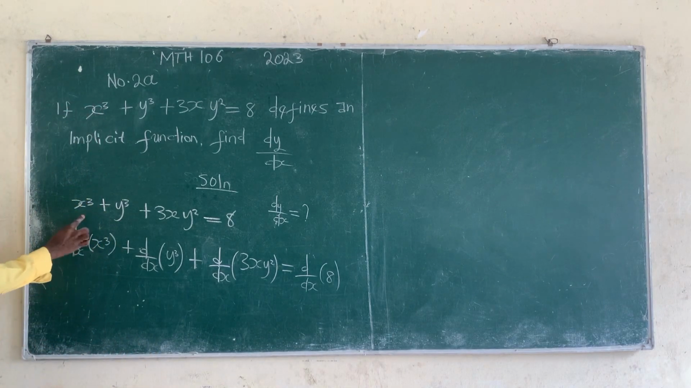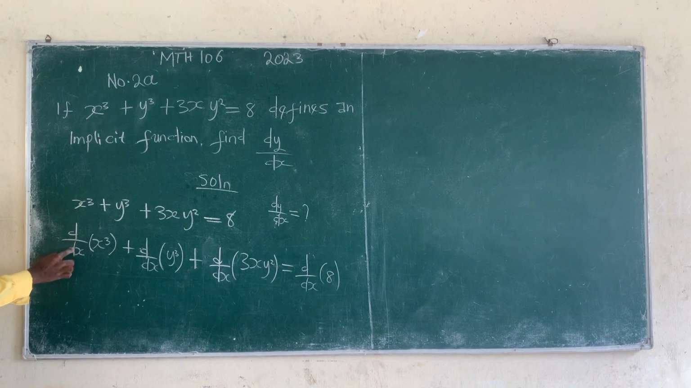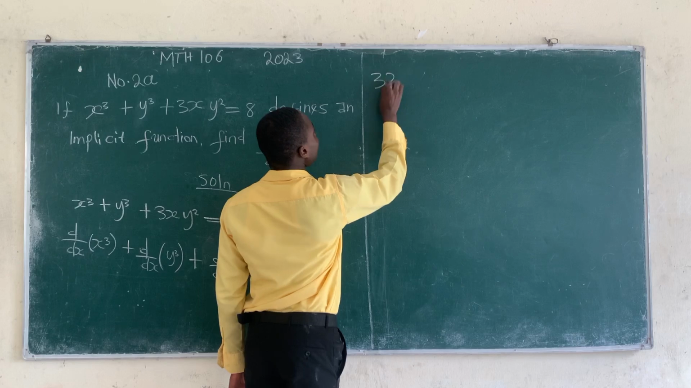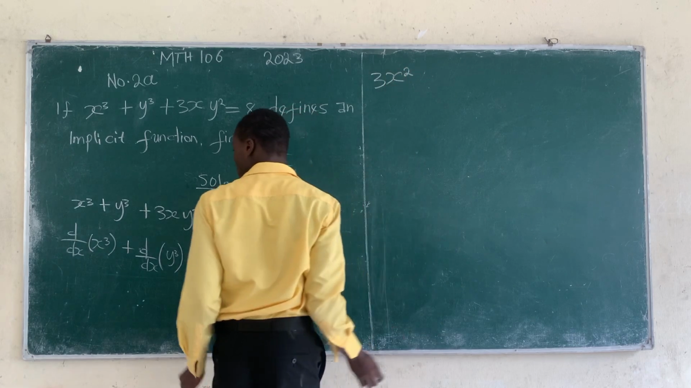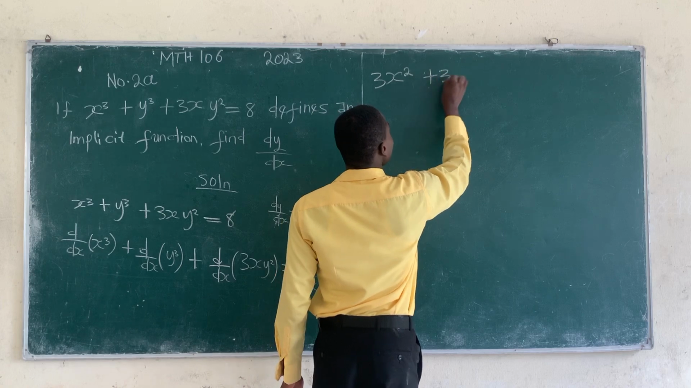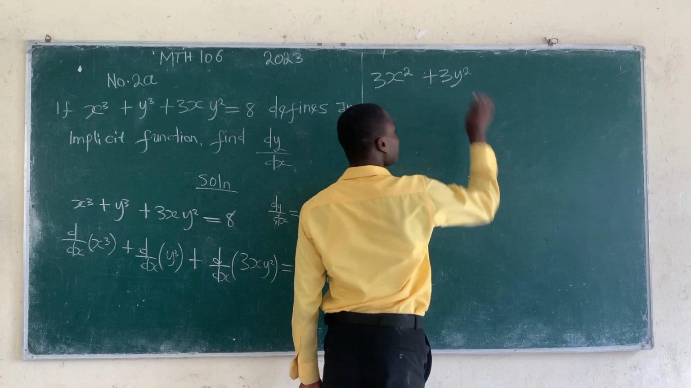So if you differentiate x cubed, d dx means differentiate this function with respect to x. So if you differentiate x cubed, you have 3x to the power of 2 here. If you differentiate y cubed, you have 3y squared.